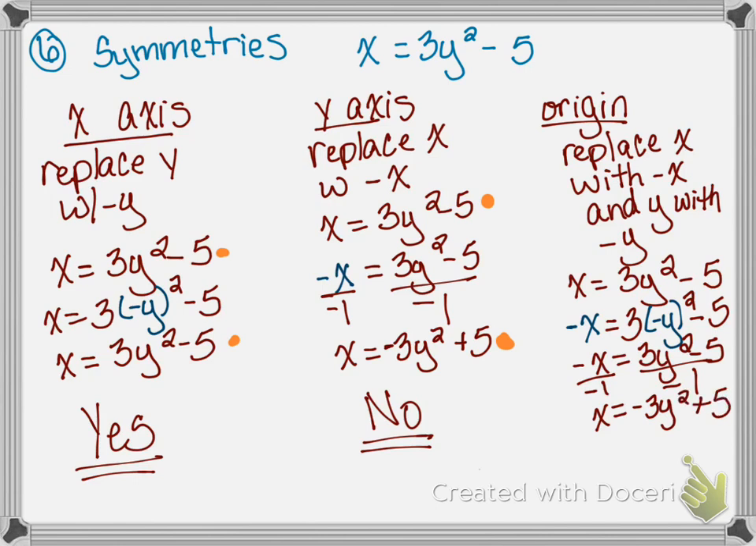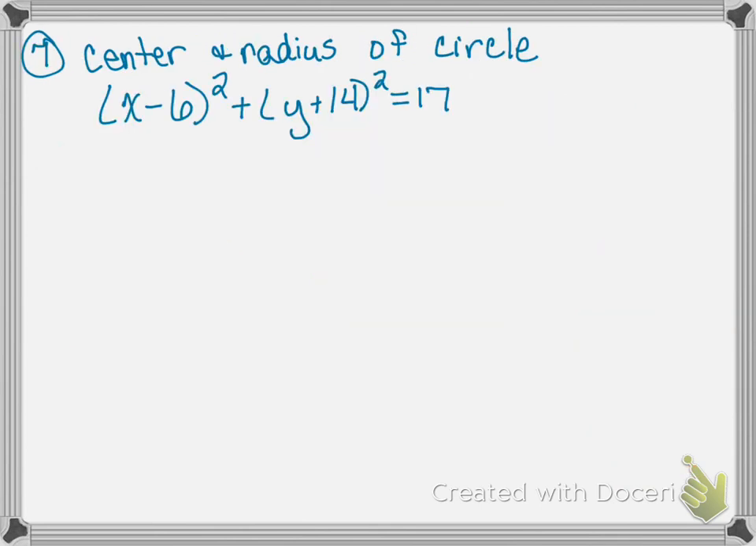Okay? This equation that we get right here is not the same as what we started with. Therefore, this is not symmetrical to the origin. So the answer to number 6 is that this is only symmetrical to the x-axis. The only symmetry that we find with this is to the x-axis. Okay? Now we're going to move on to number 7. Number 7 wants us to state the center and the radius of the circle.